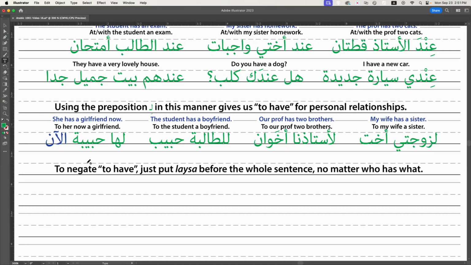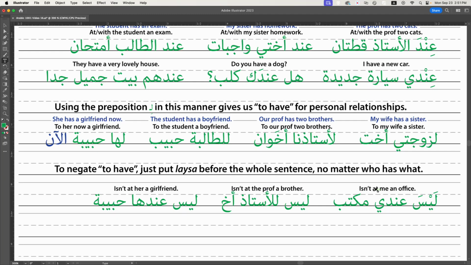So if we want to negate one of these sentences that has to have, again in quotation marks because it's not a verb, just put the word laysa, our verb for isn't, before the whole sentence. And it doesn't matter who has what, or rather who doesn't have what. So we could say, Laysa indi mektab, isn't at me an office. That's how it translates literally.